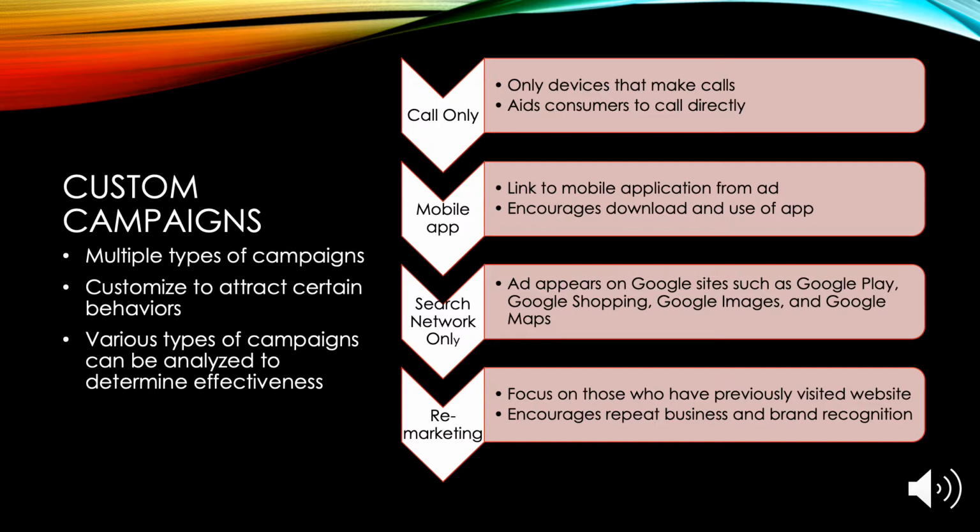Custom campaigns. Google AdWords can create different types of campaigns depending on what behaviors are desired from the marketing effort. A single ad can have multiple campaigns, which allows the organization to determine the effectiveness of each type of campaign. It can then be measured against other types of advertising to see if one format is working better than the others. Some types of campaigns include call only. This is available for mobile or handheld devices that are enabled to make phone calls.